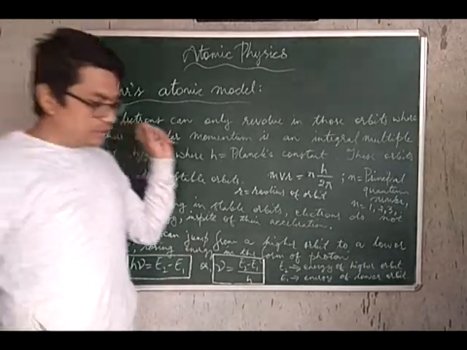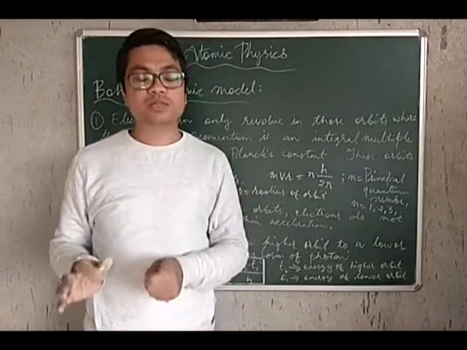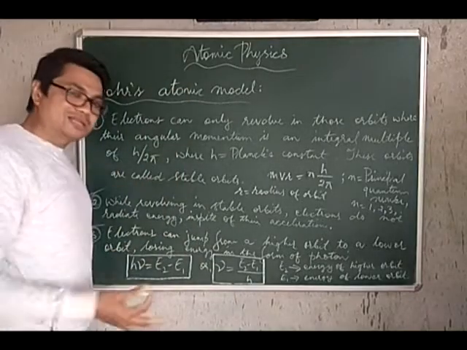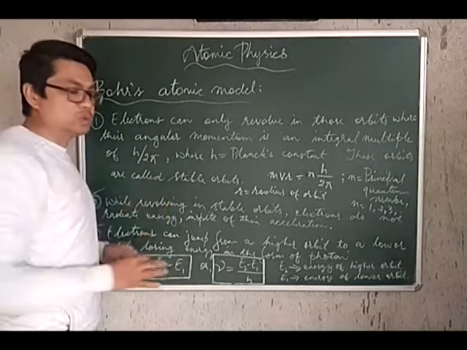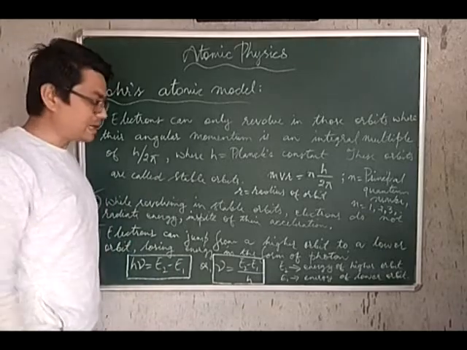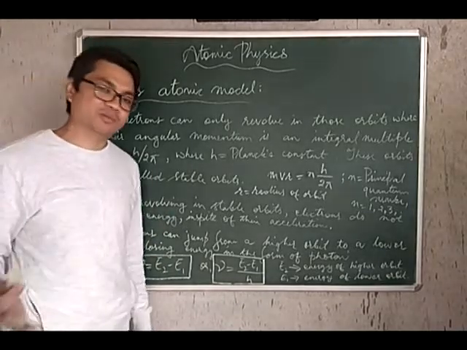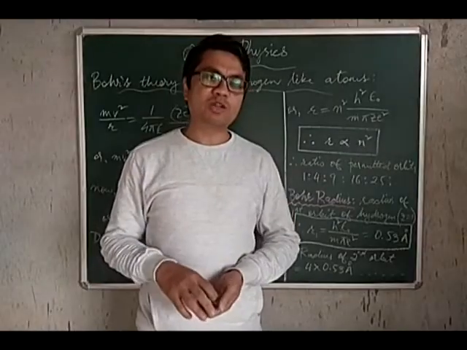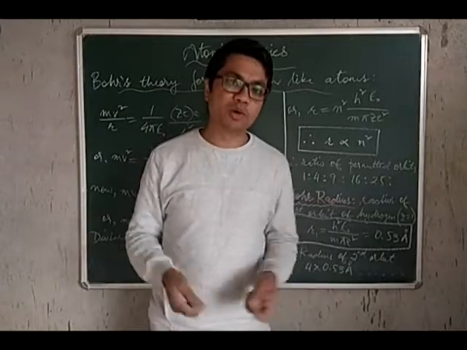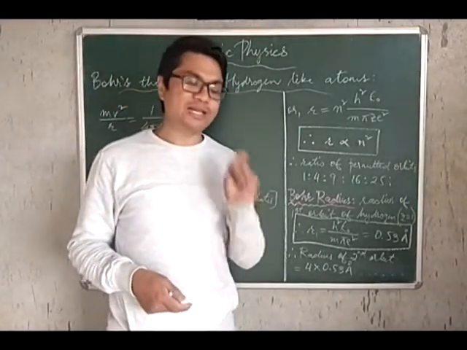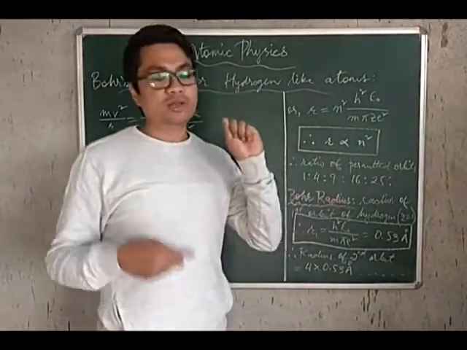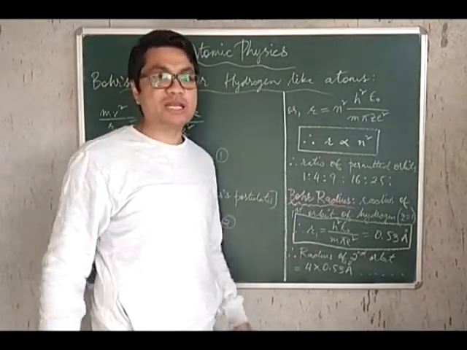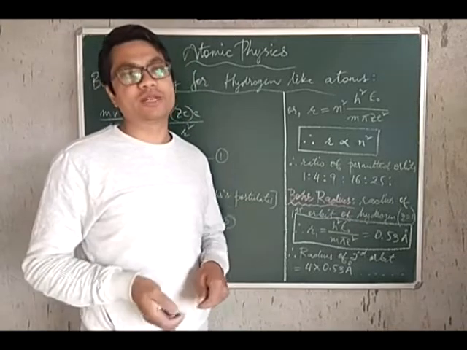In whatever points the Rutherford atomic model failed, Bohr's atomic model could successfully explain those failures. And that is why we are sticking to Bohr's atomic model, like I said earlier, till today also. So let us now talk about hydrogen-like atoms and apply Bohr's theory to them. What are hydrogen-like atoms in the first case? Atoms like hydrogen, of course, which only have one electron in their outermost orbit, like lithium and sodium, are hydrogen-like atoms.